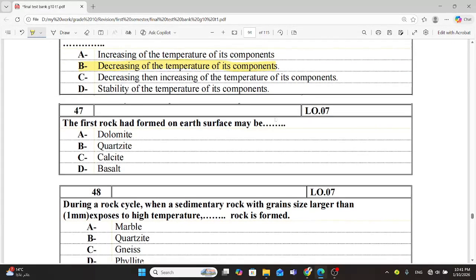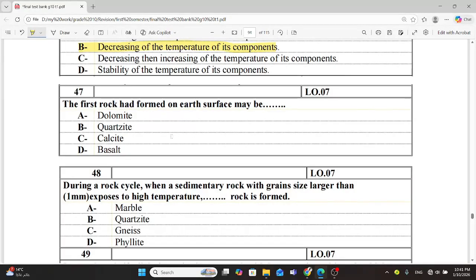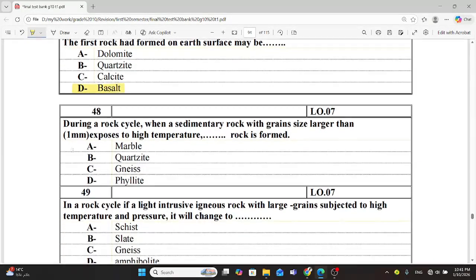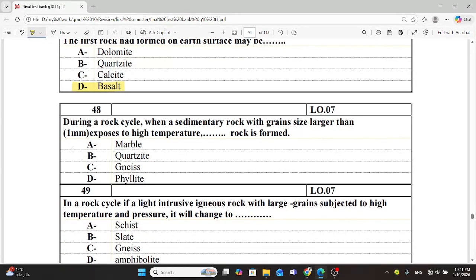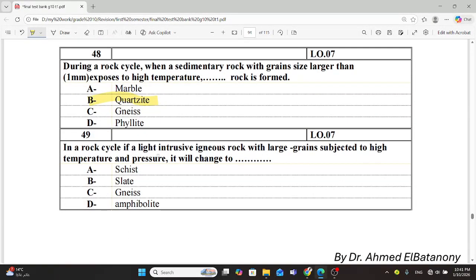طيب first rock had formed on Earth's surface maybe A basalt ولا dolomite ولا quartzite ولا calcite؟ هتبقى A basalt. طيب during a rock cycle, when a sedimentary rock with grain size larger than 1 millimeter exposes to high temperature, نقط quartzite is formed، كوارتسايت formed يا باشا. يلا اللي بعده على طول يا دكاترة.